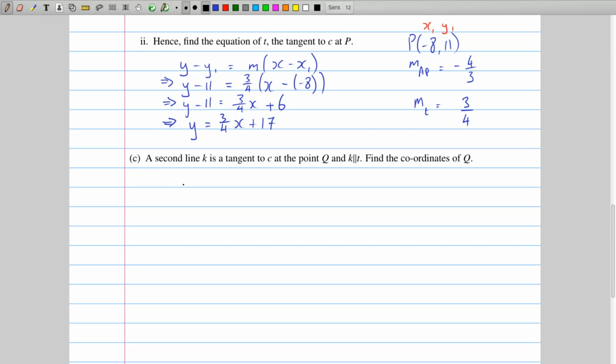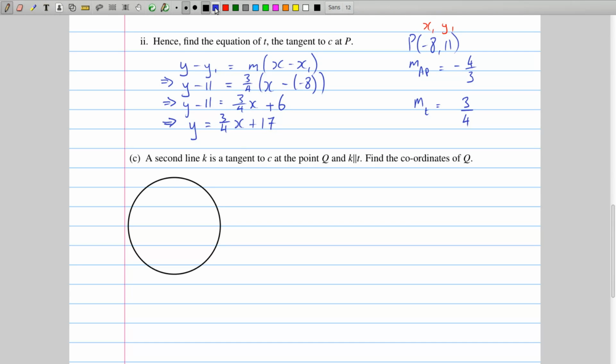The last part of this question tells us there's a line k which is tangent to the circle at a different point Q, and it also tells us that k and t are parallel to each other, and we have to find the coordinates of Q. So let me just draw out this situation.